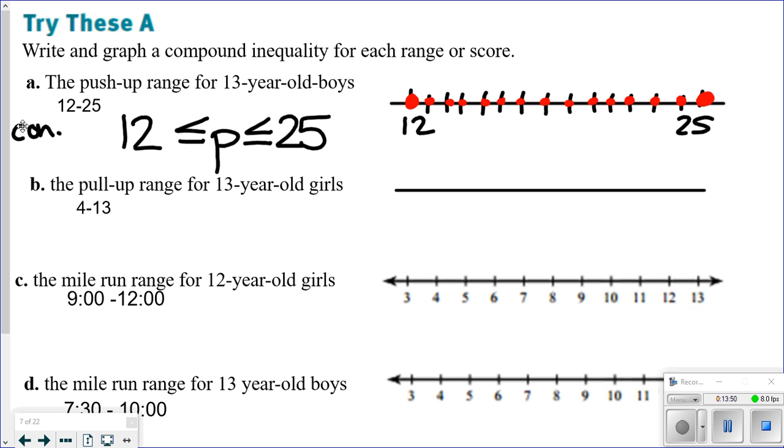The pull-up range for 13-year-old girls. Find it in the table. Pull-ups for 13-year-old girls. It's from 4 to 13. That's a range of values, and everything in between. So again, this is a conjunction.